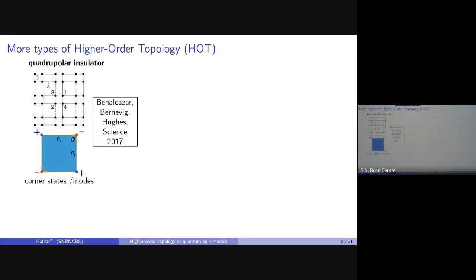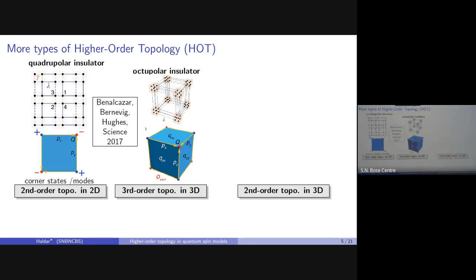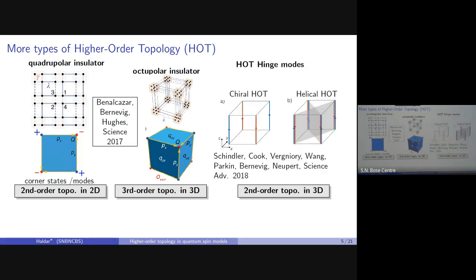So you already saw the quadrupolar insulator, which is a second order topological system in two dimensions. You also saw the octopolar insulator, which is a third order topological system in three dimensions. But then you ask, can I have a second order topology in three dimensions? Yes, they will look like this. They came out in the same paper, both models.